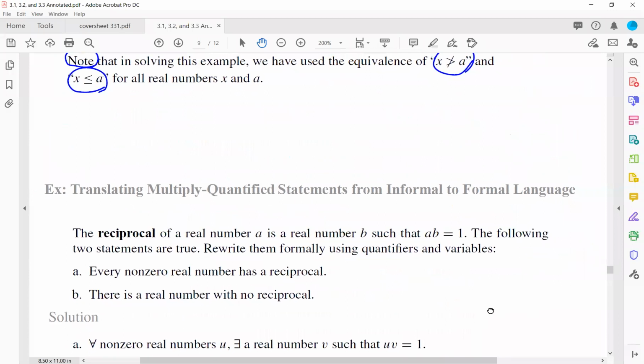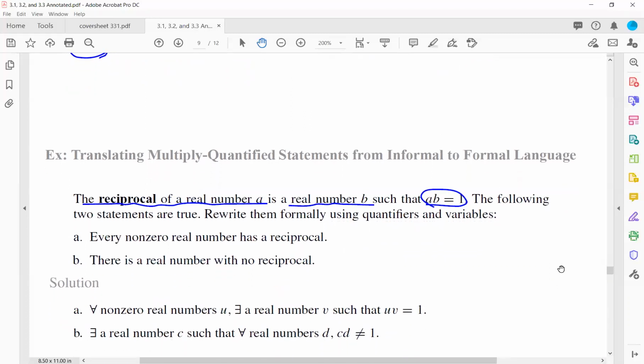Very well. Translating multiply quantified statements from informal to formal language. First of all, let us define the reciprocal. The reciprocal of a real number like A is another real number like B, such that if you multiply those two numbers, the outcome is 1. Perfect. The following two statements are true. Rewrite them formally using quantifiers and variables.